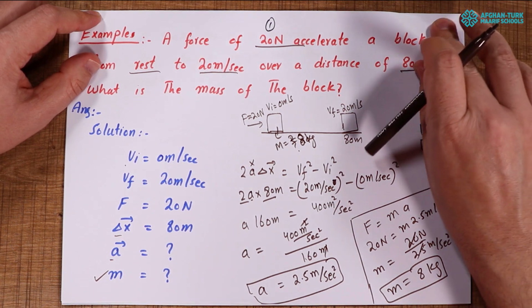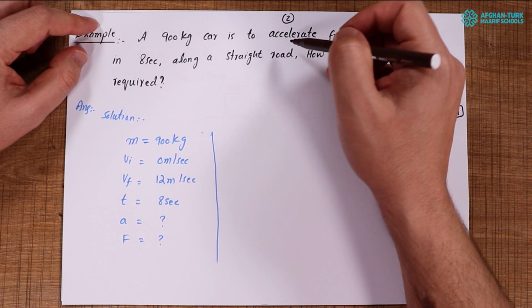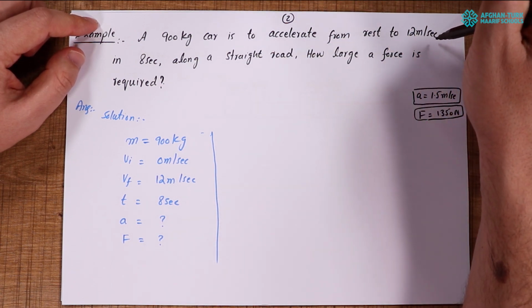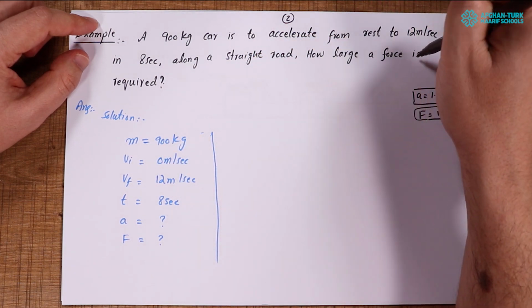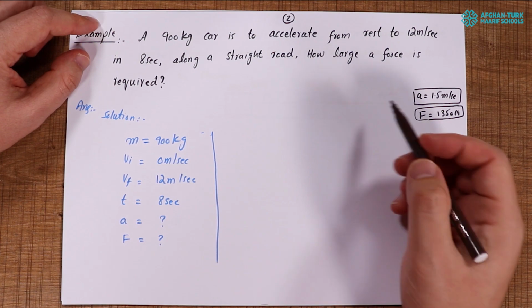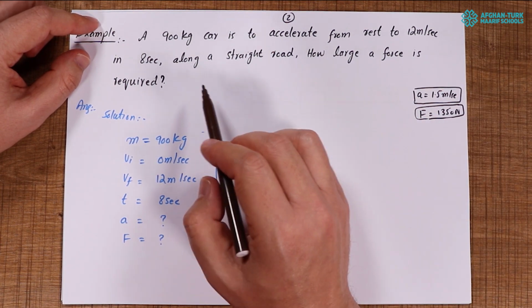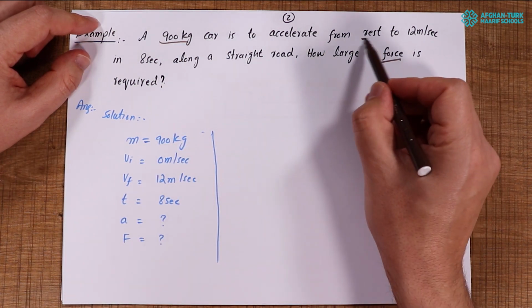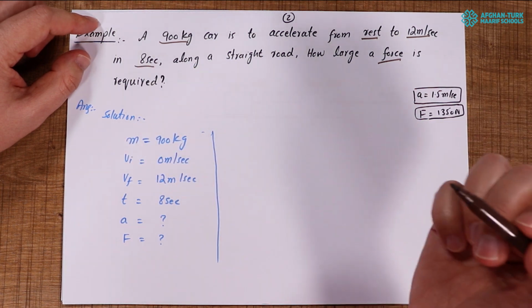And next, let's see, a 900 kilogram car is to accelerate from rest to 12 meter per second in 8 seconds along a straight road. How large a force is required? This is also the same kind of example as the previous, but here we will find the force. The mass is given, and rest means initial velocity is given, the final velocity is given, time is given.